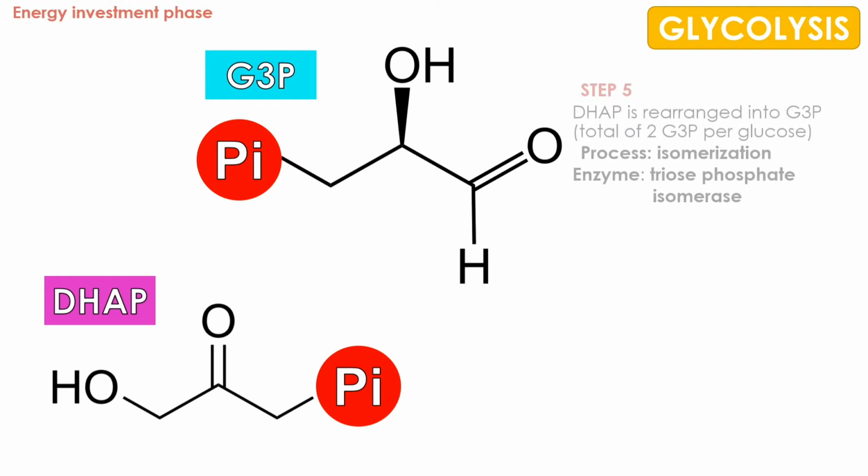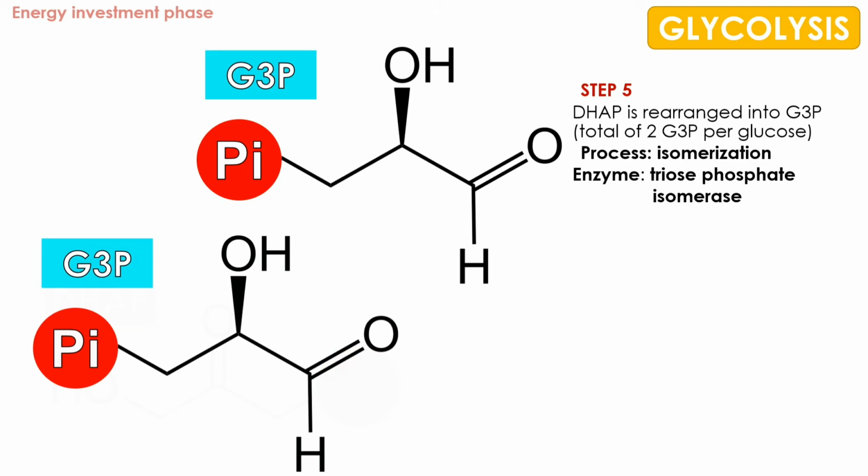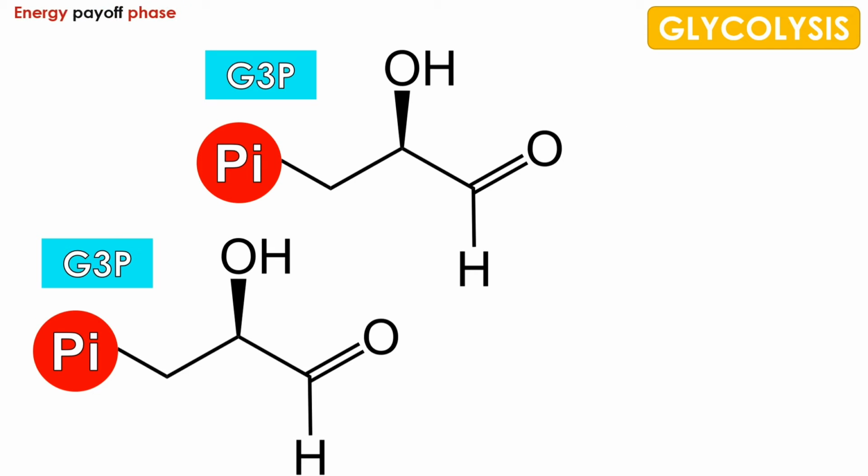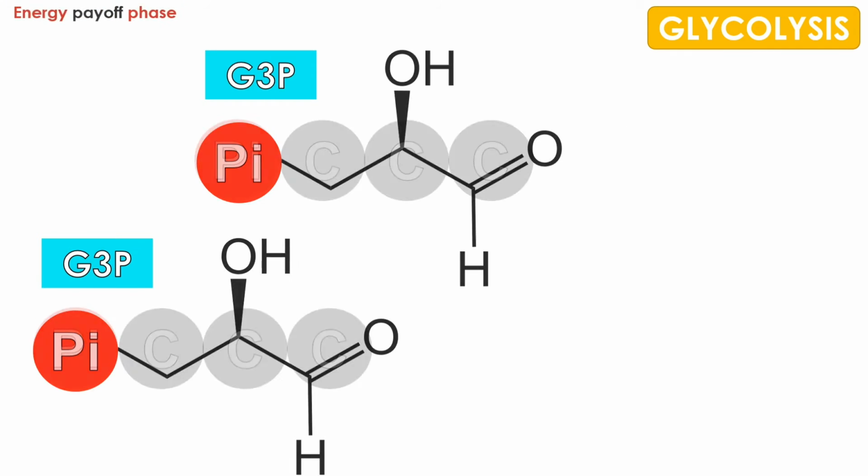In step 5, DHAP will undergo isomerization to form another molecule of G3P. This is why, following the energy investment phase of glycolysis, 2 G3P will be produced from each glucose molecule. Each of the G3P will have 3 carbon atoms.